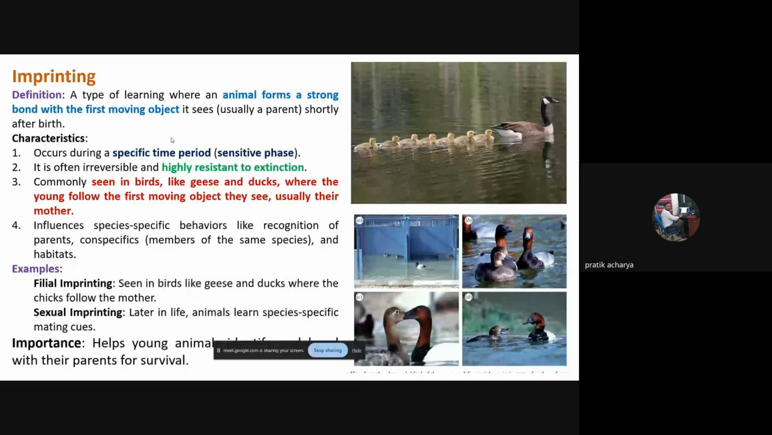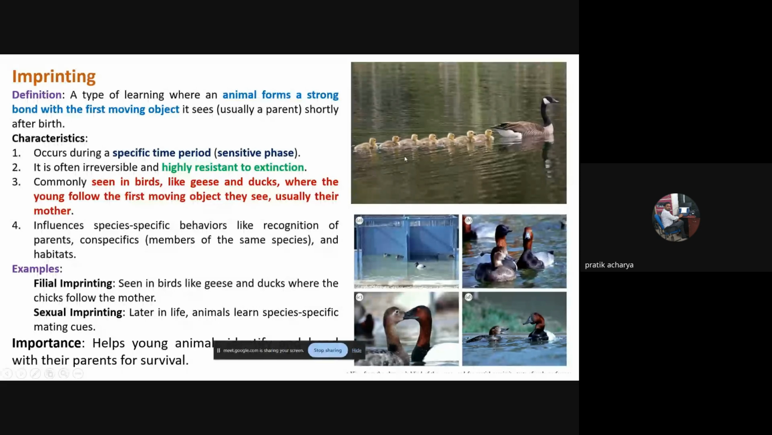Whatever action the parent performs is followed by the newborn. In this picture, you can see how the mother is moving, which kind of food the mother is eating, which swimming pattern the mother is following, which path of movement, everything is followed by these newborns. So this kind of behavior is known as imprinting behavior.